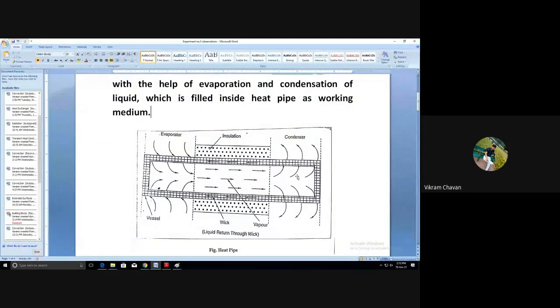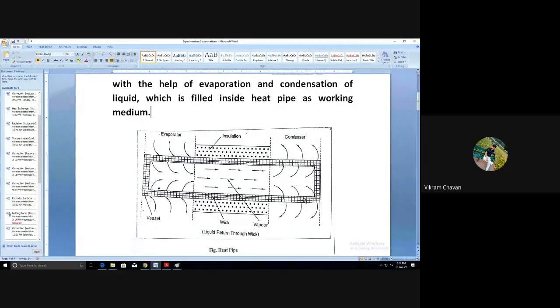Now this heat is nothing but the latent heat. This vapor will release the latent heat of condensation to this particular surface, and the surface will release that heat to the external environment. So once the latent heat is removed from the vapor, it will get condensed into liquid form.